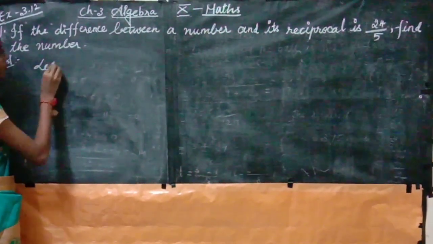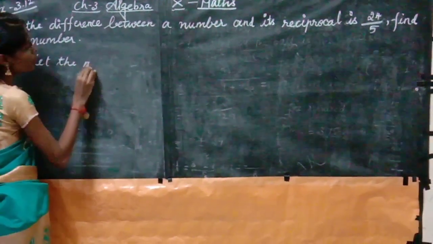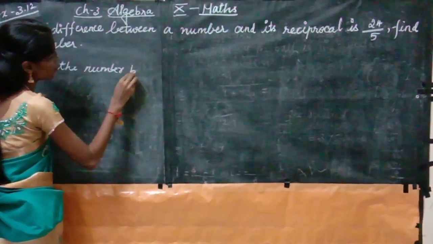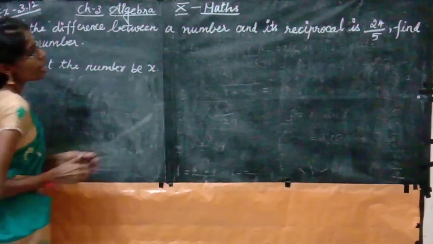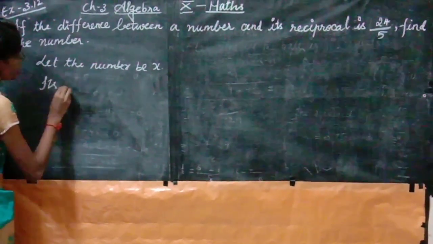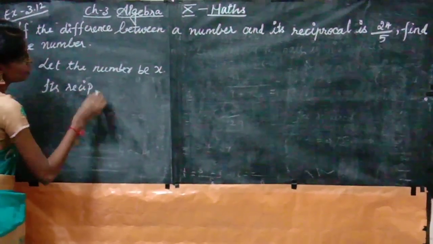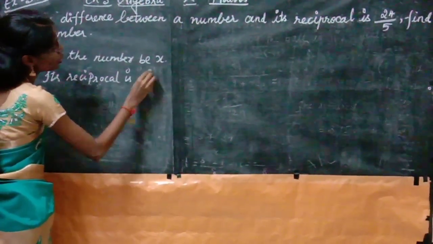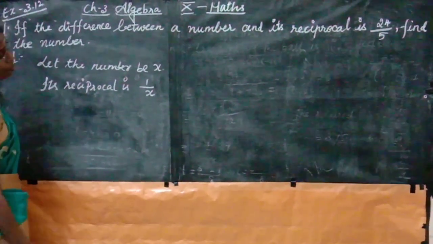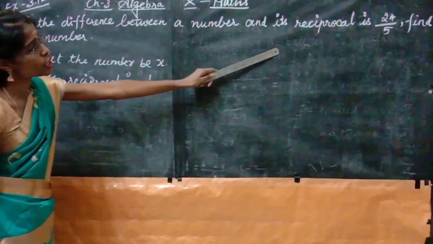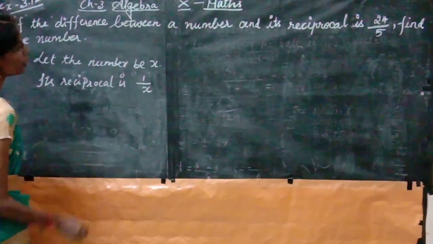Let the number be x. You have to consider the number as x and its reciprocal. What's the reciprocal of x? Its reciprocal is 1 by x. See, the difference between a number and its reciprocal is 24 by 5. It's a given value.